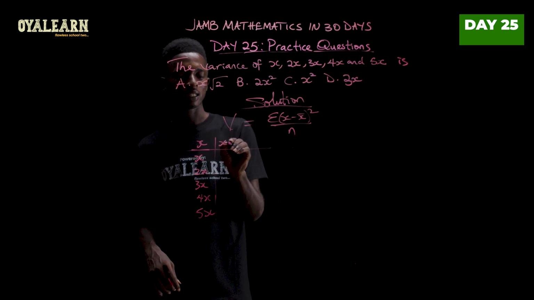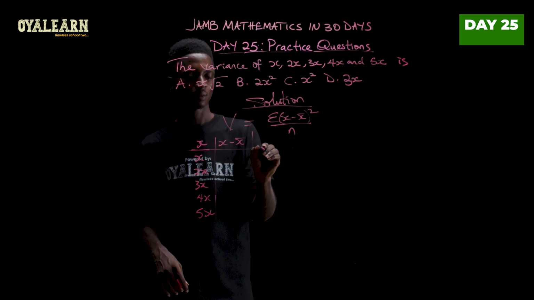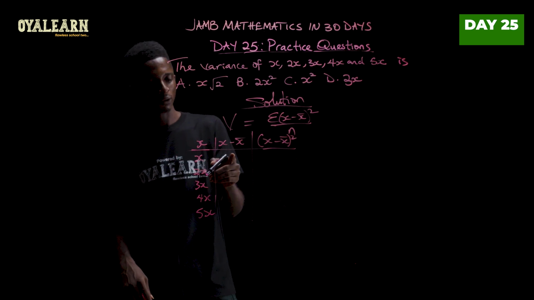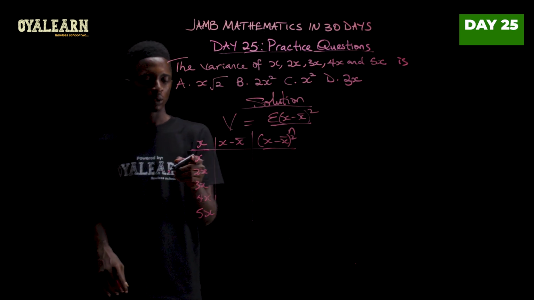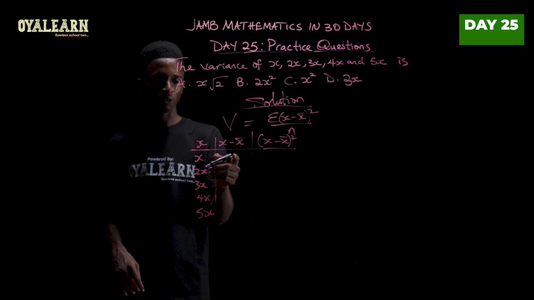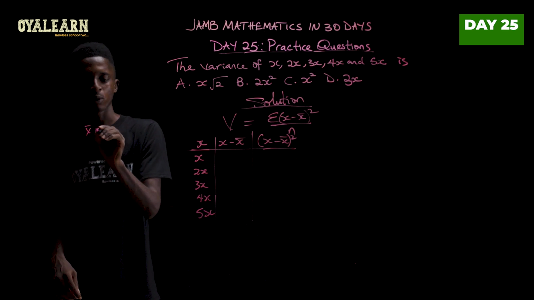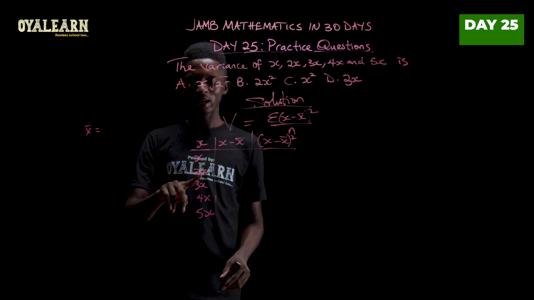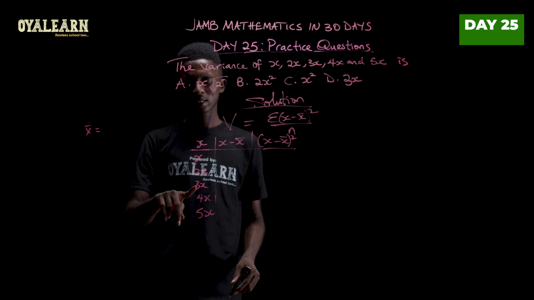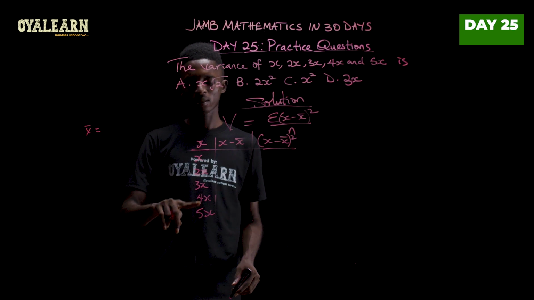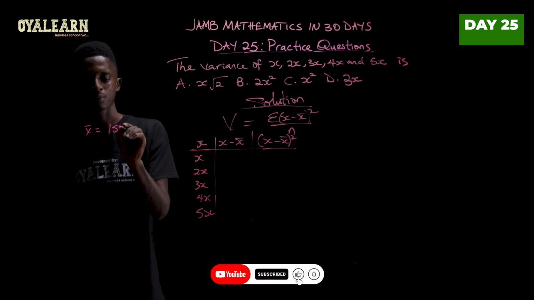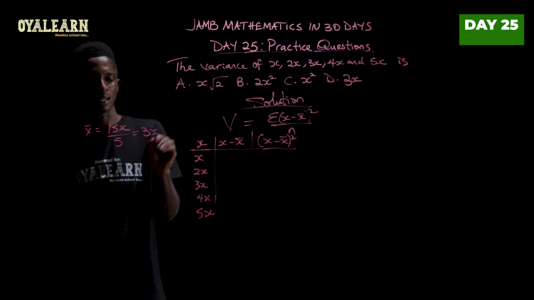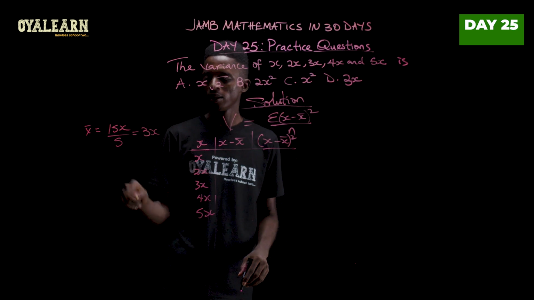5x. Now x minus x bar would be then x minus x bar squared. So let's find this. We see that we have n to be 5 anyways, but to find x bar would be the sum of all of this. So x plus 2x, that's 3x, 3x plus 3x, that's 6x, 6x plus 4x, that's 10x, plus 5x, and we have 15x divided by 5, and that will give us 3x. So that's the mean. Mean is 3x.